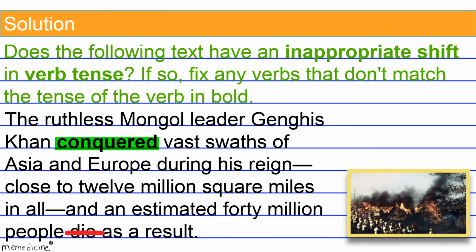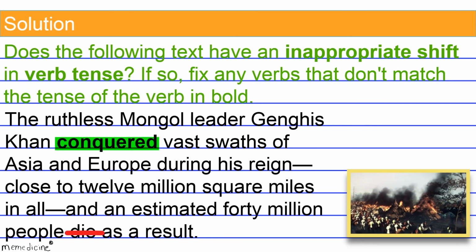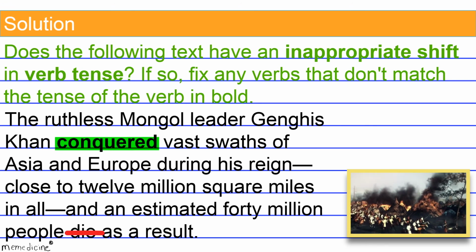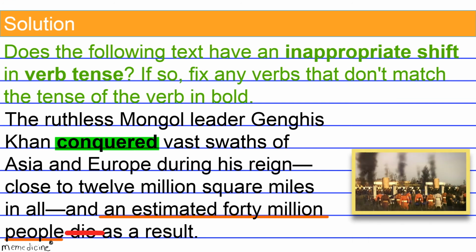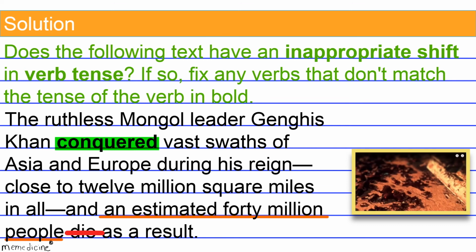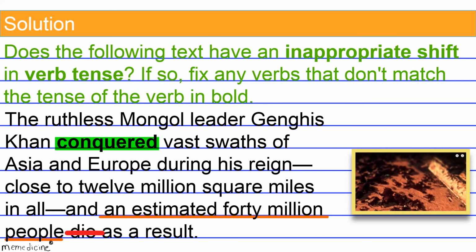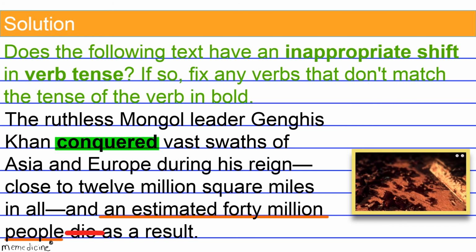Don't be confused. The subject of the verb die in conjunction with the verb die, this is a verb phrase by the way, is not a general truth. Although an estimated 40 million people did die, this massive exit of souls was completed in the past and is not what is happening now.